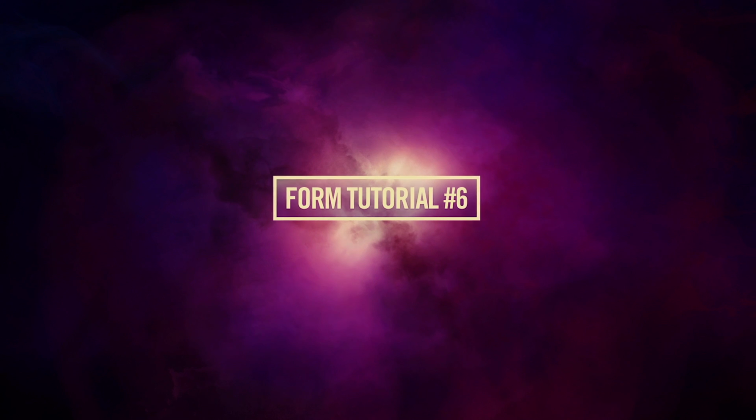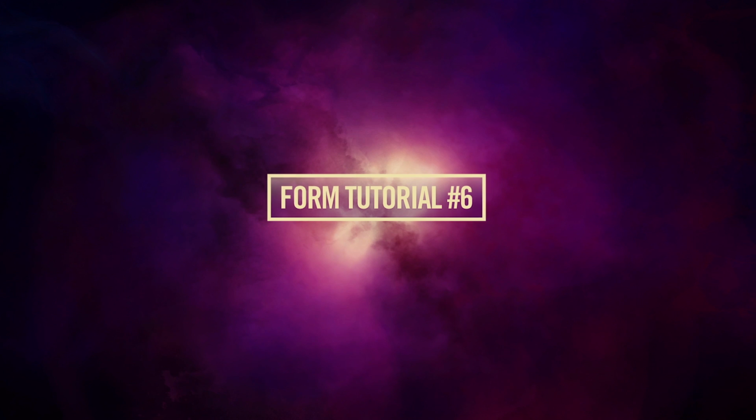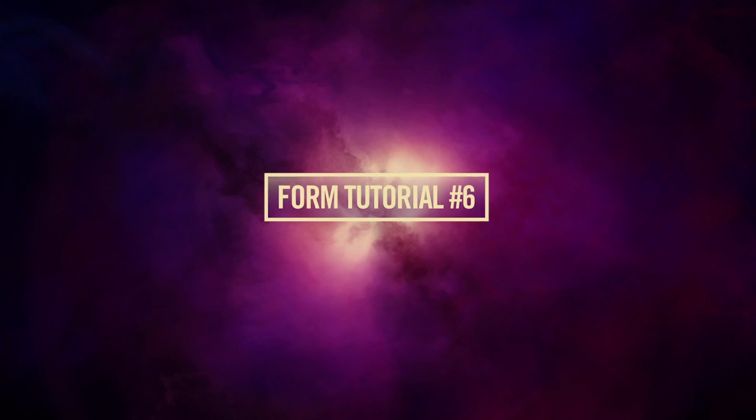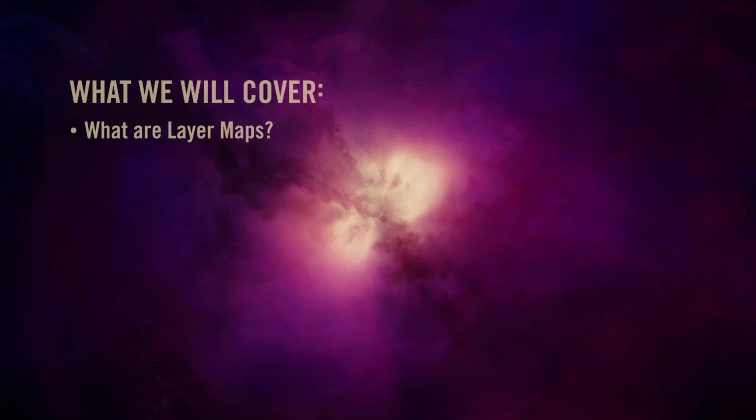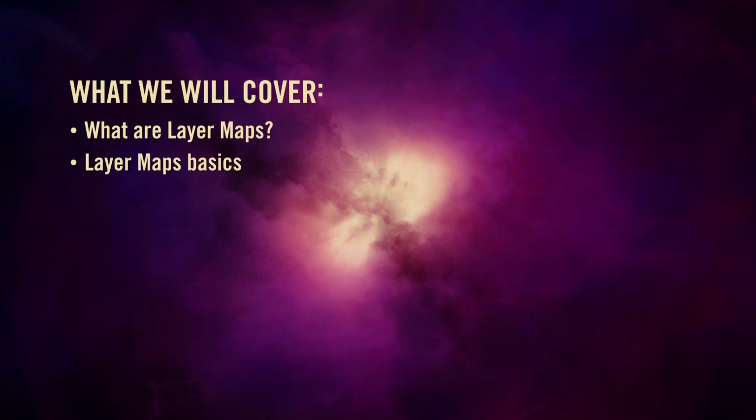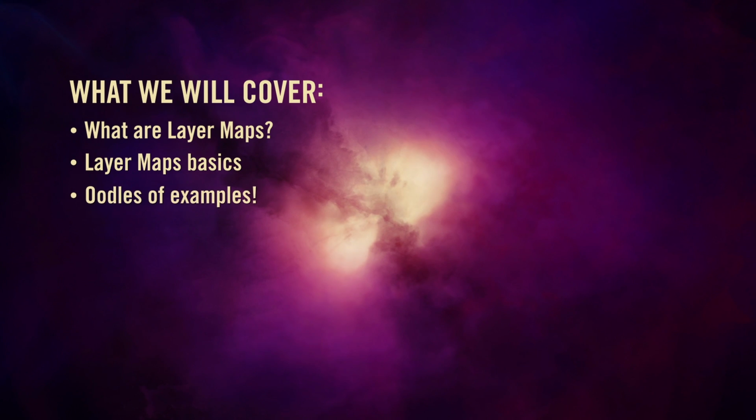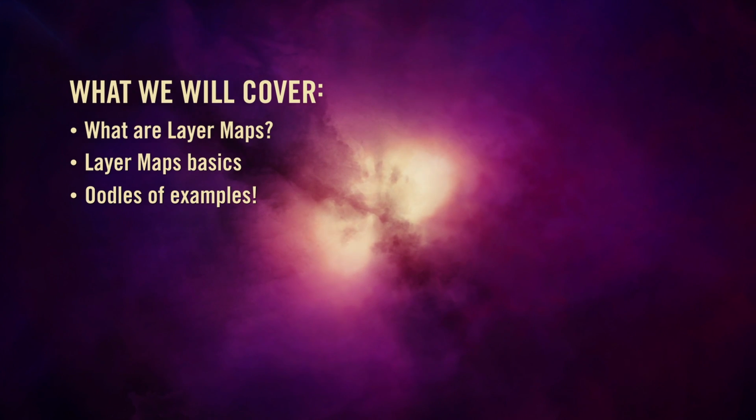In this tutorial, we're going to look at something called layer maps, which is probably the most powerful and yet underused feature in Trapcode Form. We'll start by explaining layer maps and what they are. Then we'll look at some basics of just how to get started with layer maps. And then I'm going to show you a series of examples, just some breakdowns of different things you can do with layer maps, just to open your mind to the possibilities.